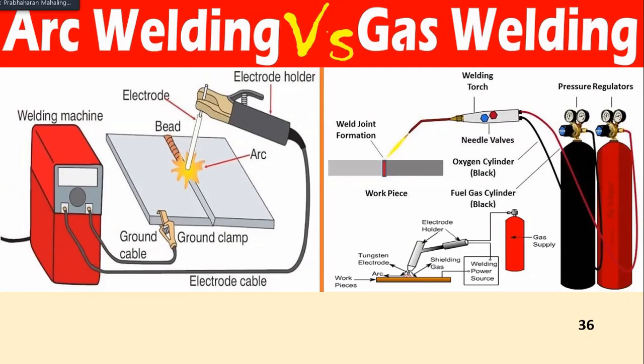Electrode welding machine, electrode holder, feed, arc, ground clamp, ground cable, electrode holder. Then gas welding, welding torch. Here we utilize a welding torch. Here we utilize an electrode holder. So different things. You can compare these two things and understand the basic function of gas welding and arc welding.